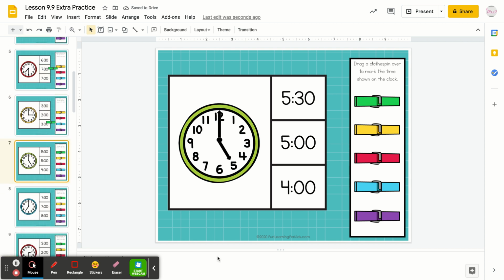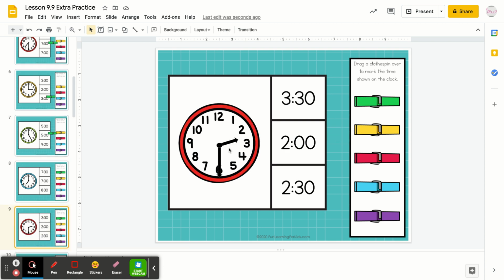Hey, how about this one? Look at our hour hand pointing right at the 5. When the hour hand points right at a number, we say it's o'clock. So this is 5 o'clock. Hey, look, there's o'clock right at the 12. Do you see one that says 5 o'clock? Yep, we should have picked this one. 5 o'clock. All right.